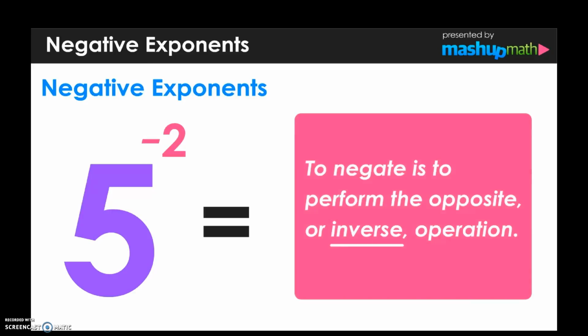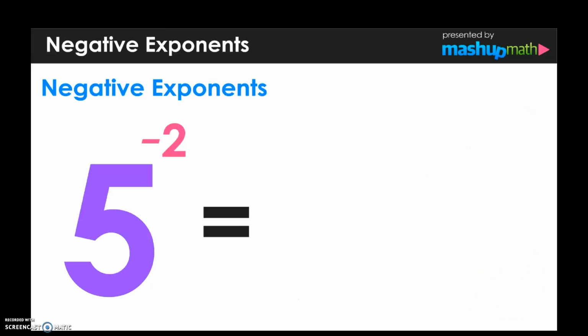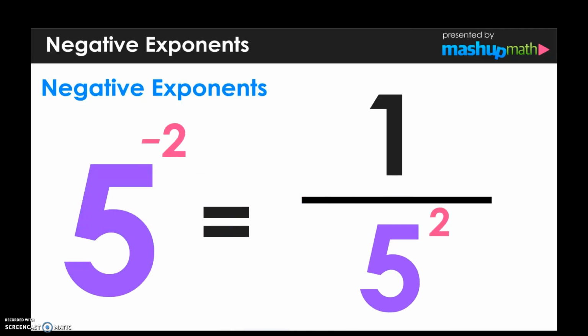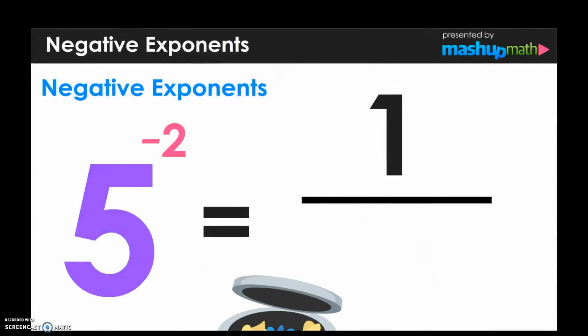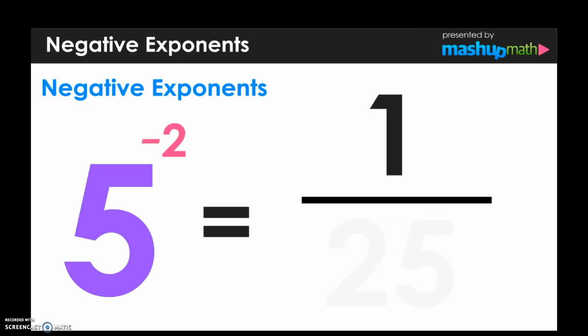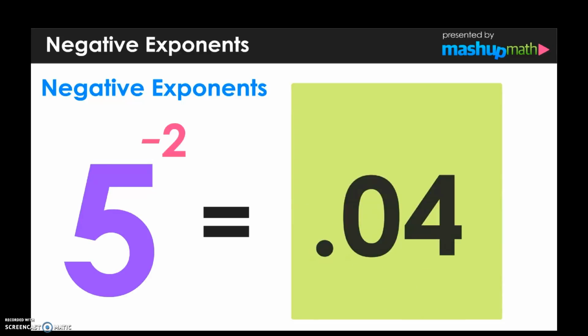When we think of negative or the word negate, we think of it as performing the opposite or inverse operation. So with positive exponents, our operation is multiplication. So what is the inverse or opposite of multiplying? You are correct if you said dividing. So in this case, we are going to express as a fraction that 5 to the negative second power is equal to 1 over 5 to the second power. Notice how we threw away the negative sign in the exponent. Let's see that again one more time. And since we know that 5 squared is equal to 25, we can conclude that 5 to the negative second power is equal to 1/25, or 0.04.